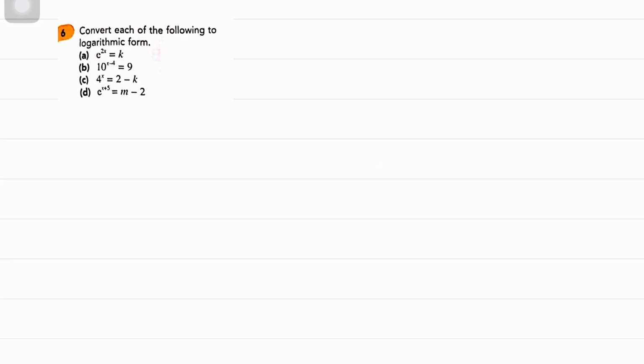Now let's move on to the sixth problem. Convert each of the following to logarithmic form. So we'll start with A. e raised to 2x equals k. 2x equals log base e of k, and we know log base e is natural logarithm, and we can rewrite this as natural logarithm of k. So 2x equals natural logarithm of k is our answer.